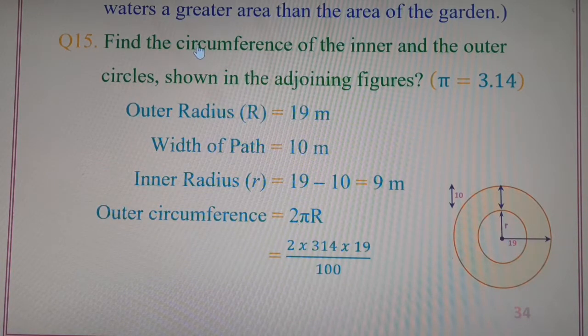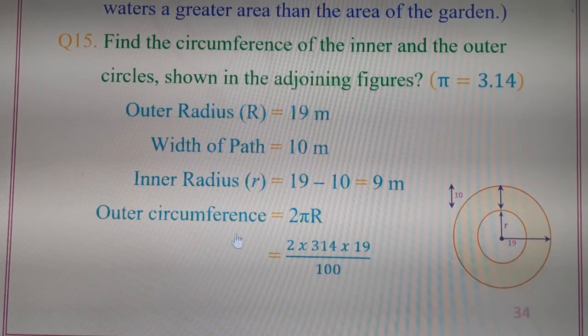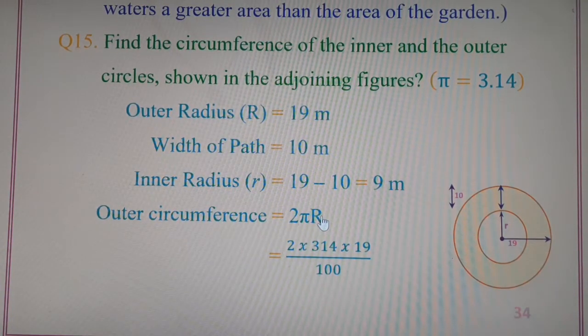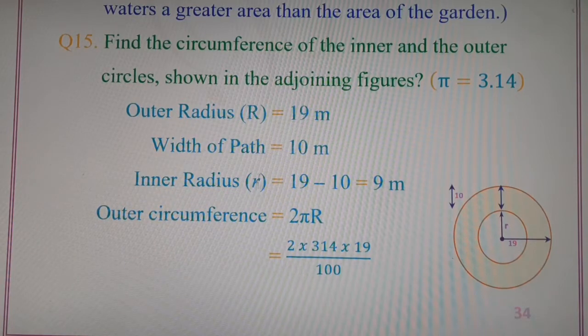Now we have to calculate the circumference of both the circles. We have to calculate the circumference of the inner circle also, and the circumference of the outer circle also. So the formula for circumference is 2 pi r. Here I have written capital R also and small r also. Capital R represents the outer radius and small r represents the inner radius. Outer radius capital R is 19 meters, inner radius small r is 9 meters.